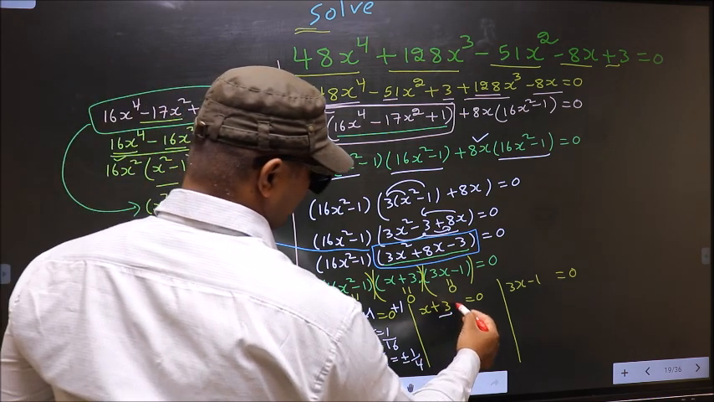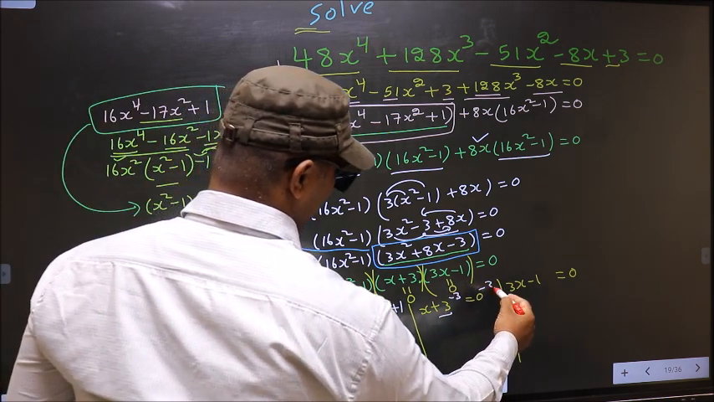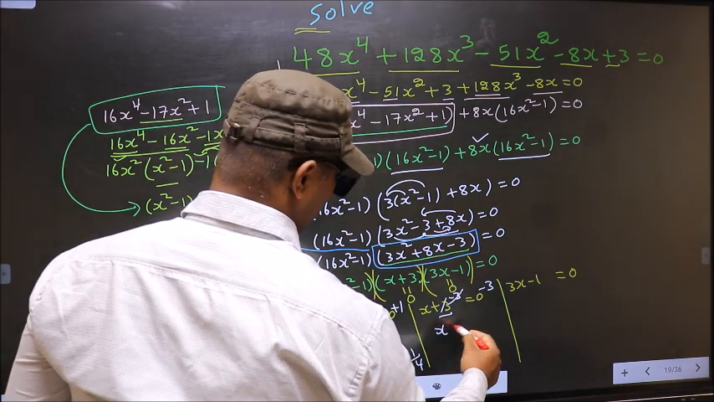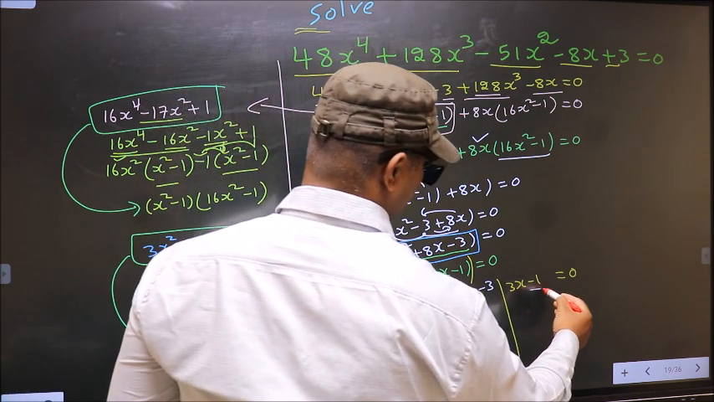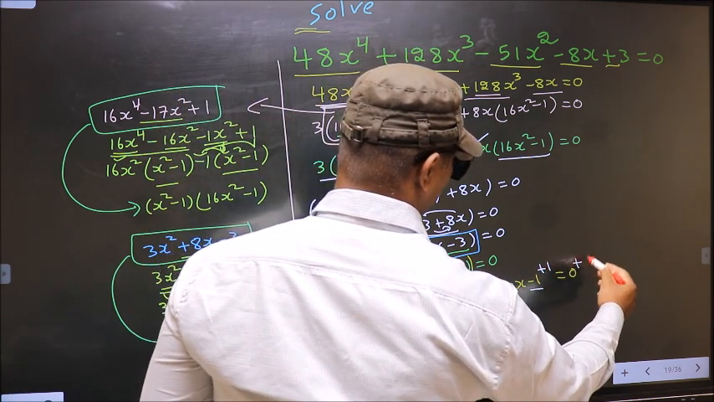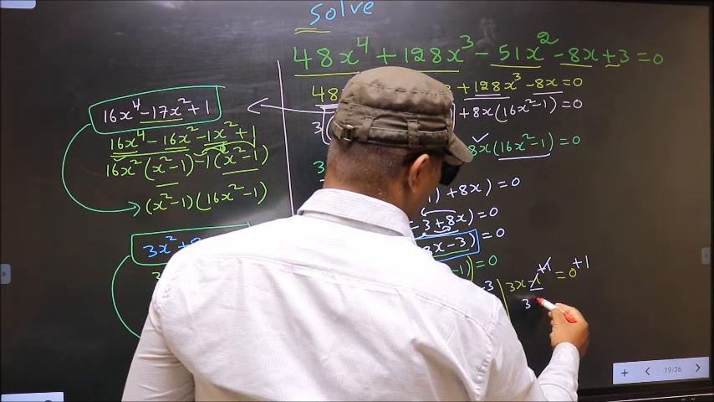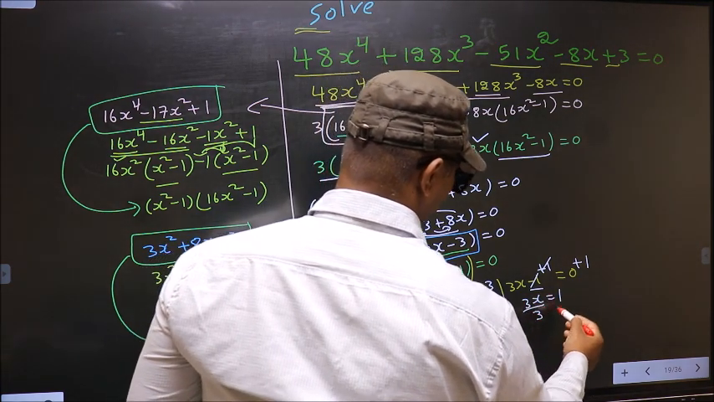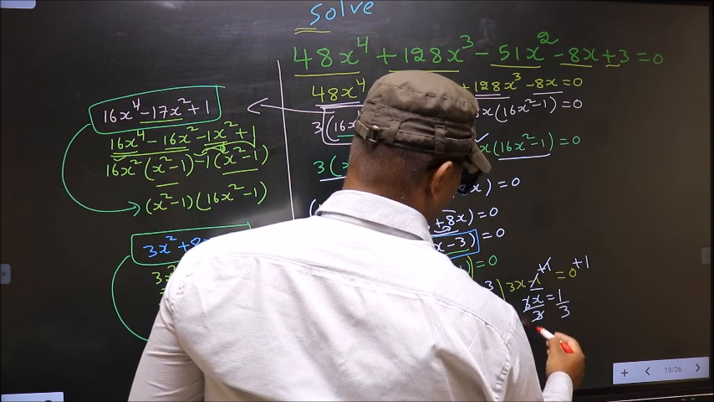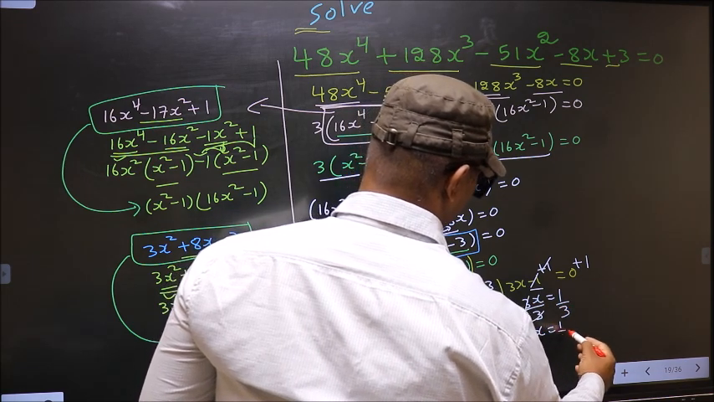Now here we should remove plus 3, for that you subtract 3. So you get x equal to minus 3. Now here first we should remove minus 1, for that you add 1. So this cancels out, you get 3x equal to 1. Now to get x you should remove 3, so you divide by 3. So it cancels out, you get x equal to 1 by 3.